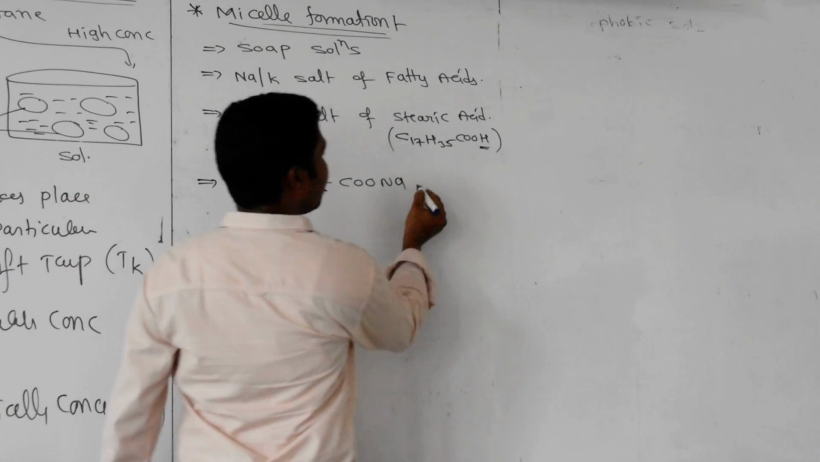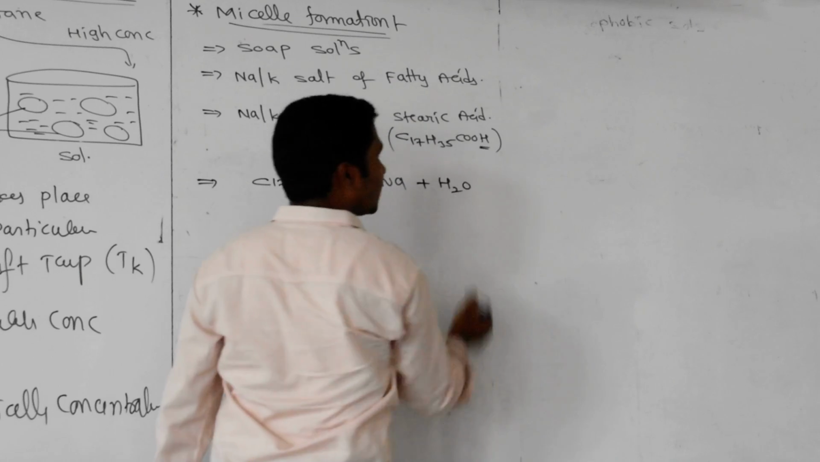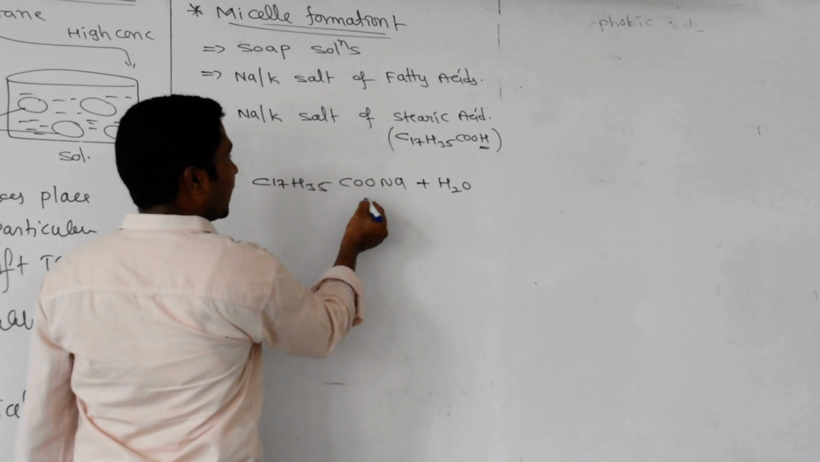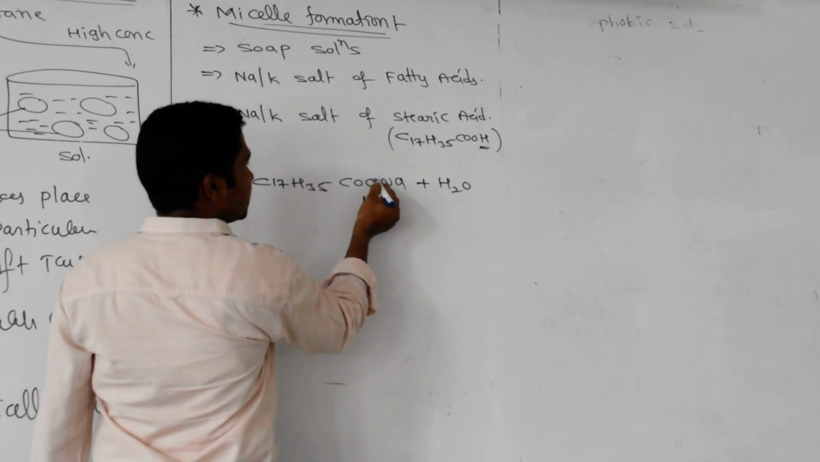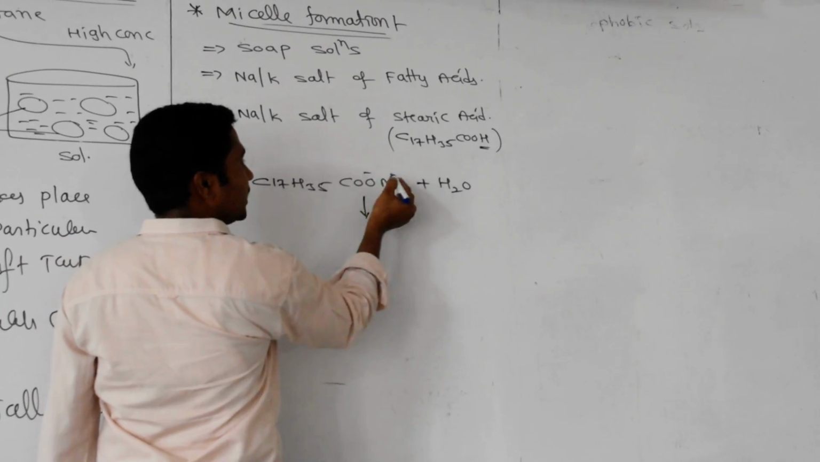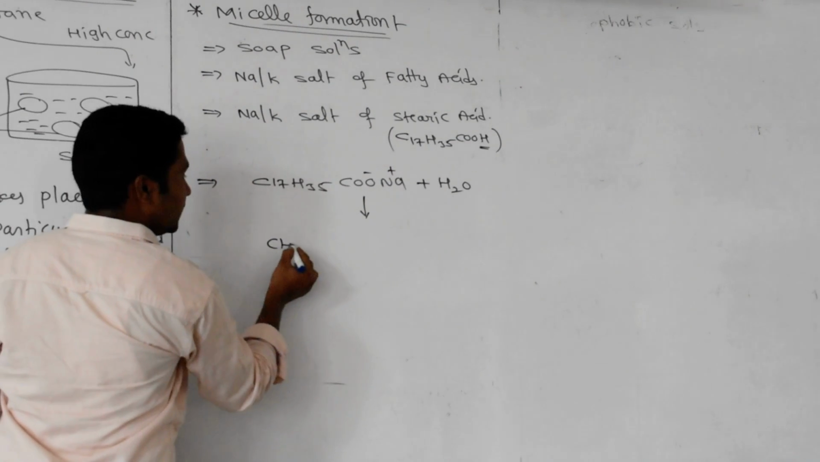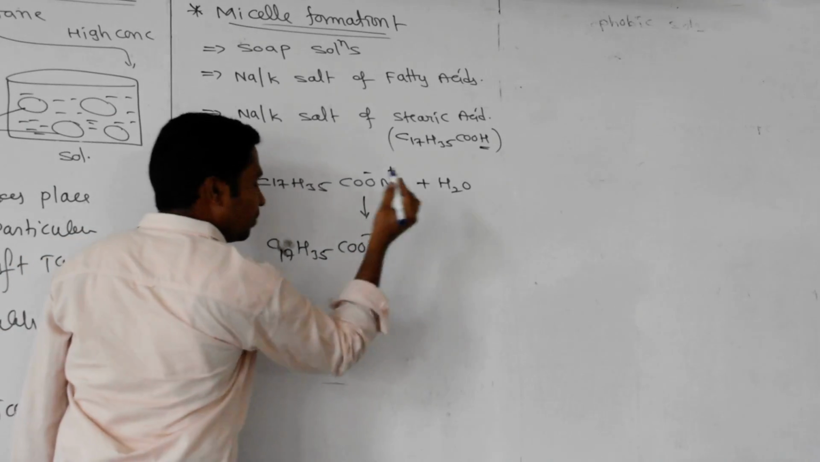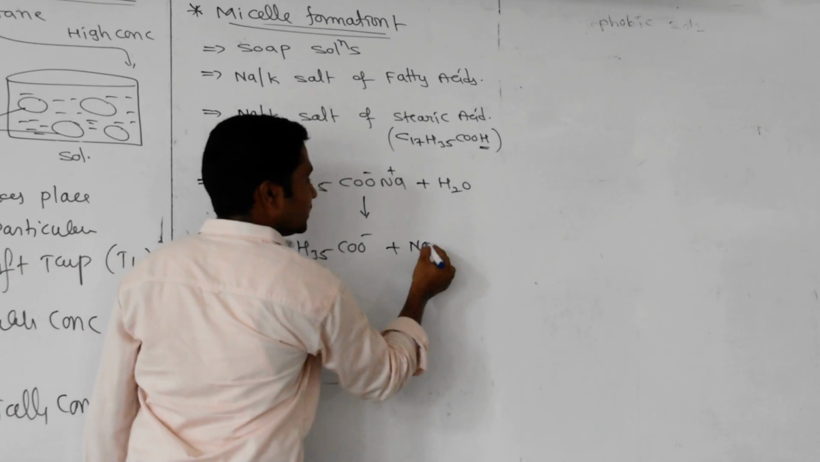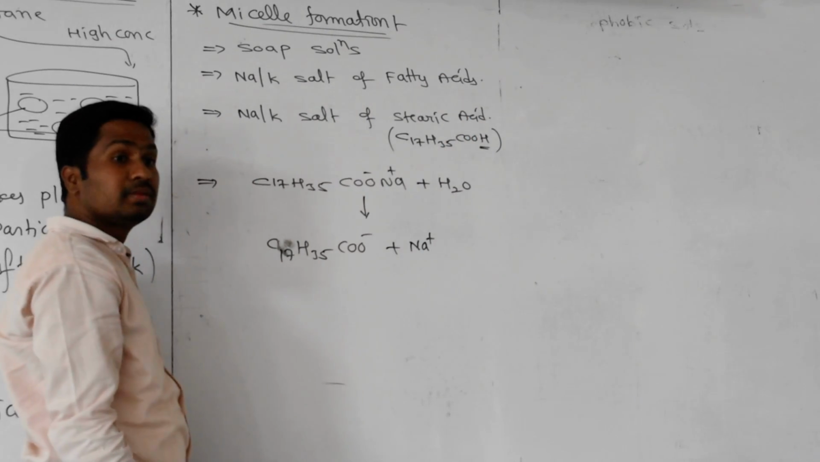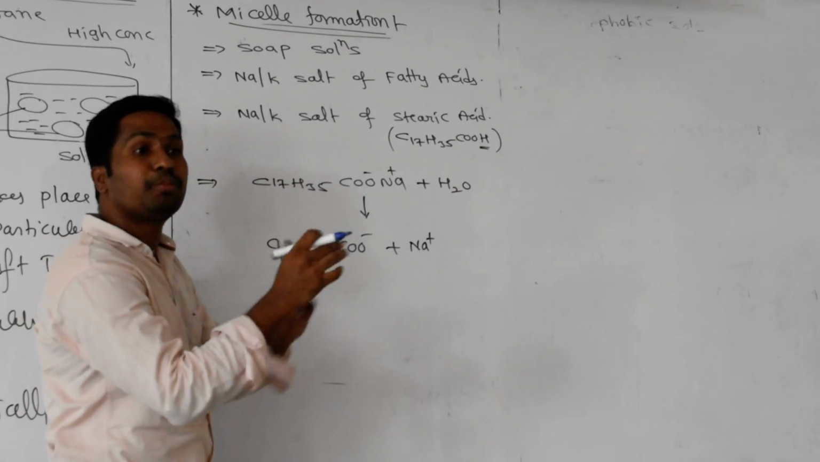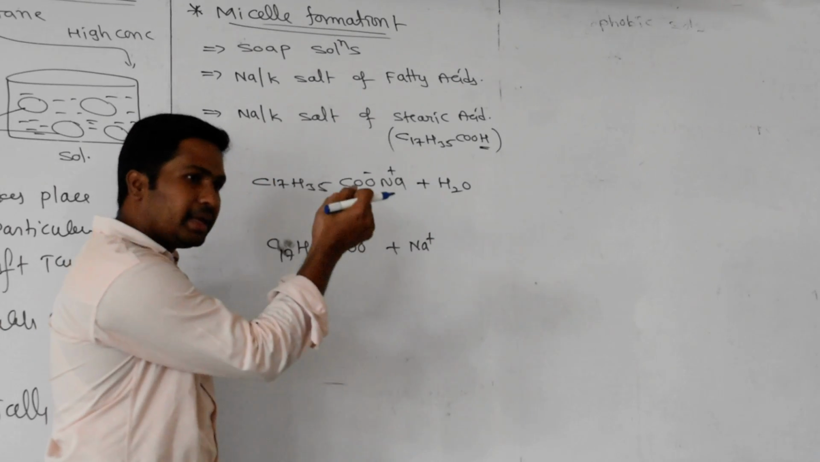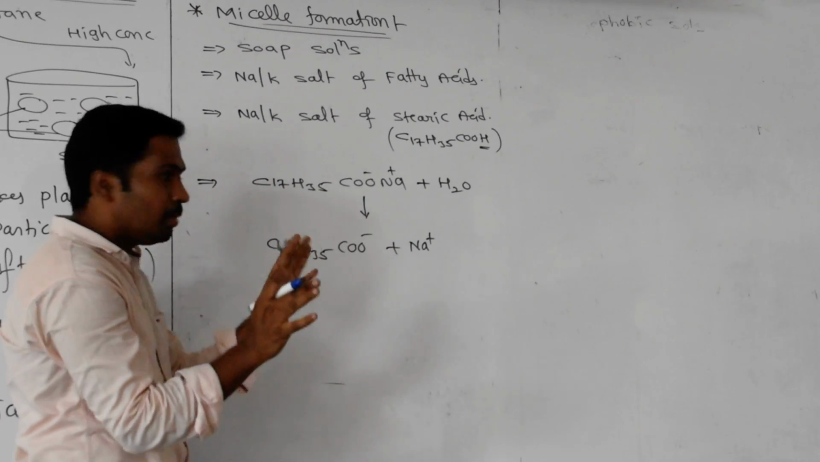You are taking this soap in water. What happens? It is not solid; it decomposes into ions. How? Metal and non-metal separate: C17H35COO minus plus Na plus. Na plus goes into water because of ion-dipole attractions. Hydrogen is positively charged and oxygen in water has negative charge, so Na plus is automatically pulled into the water. But the other part will not do so.